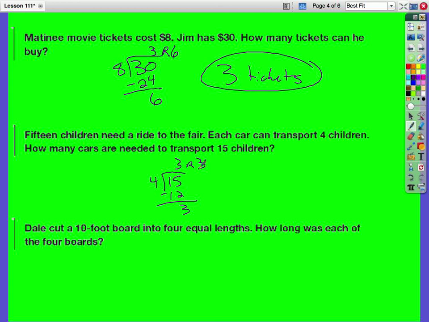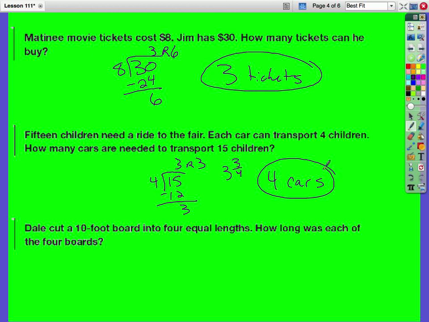Okay. So I need 3, and it could be 3/4 cars if I did a fraction. But I can't have 3/4 of a car. So in this case, I have to round up. Okay, because if I put it as a fraction, I can't have that 3/4 of a car. Those 3 children need to fit in a car somewhere. So we're going to have to add another car. So in order to transport 15 children, we're going to need 4 cars.